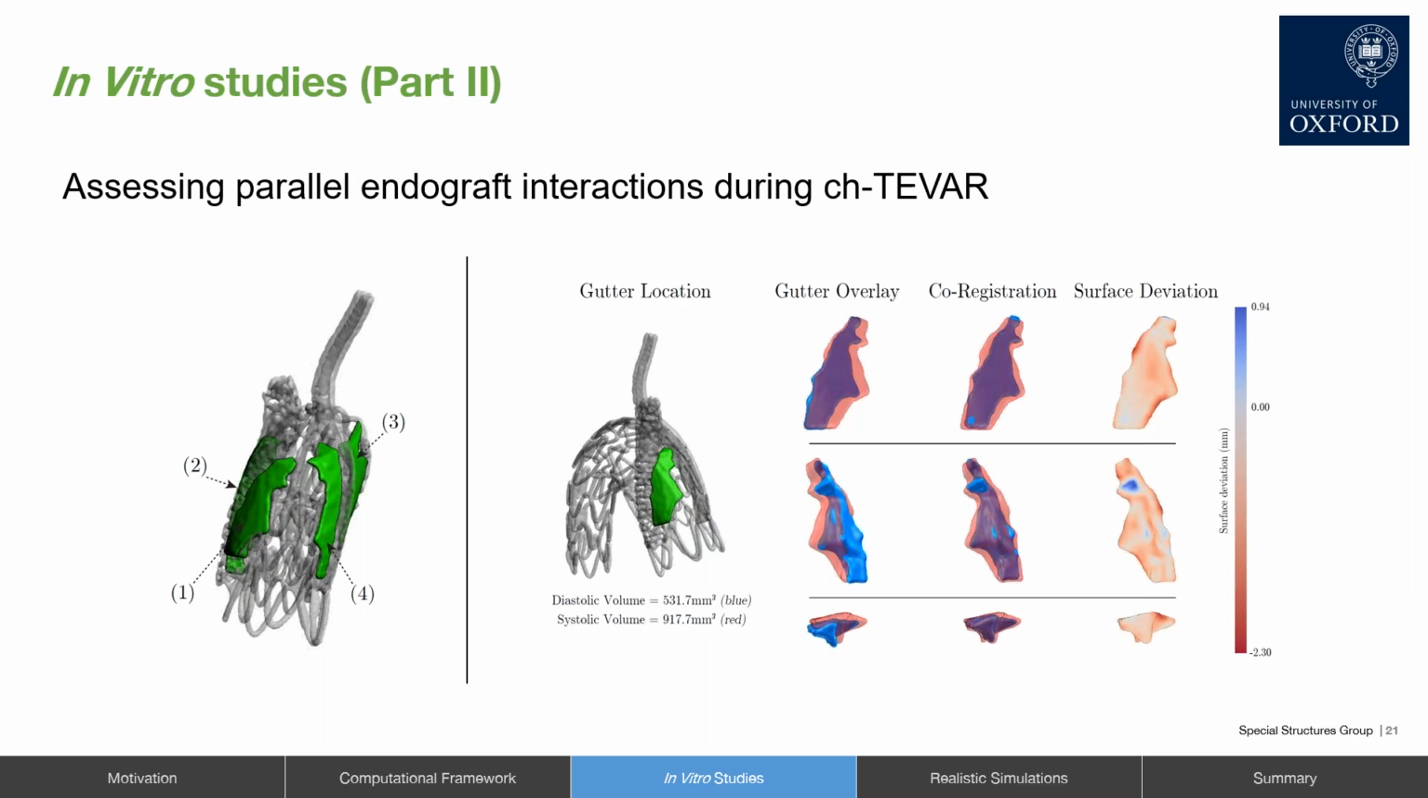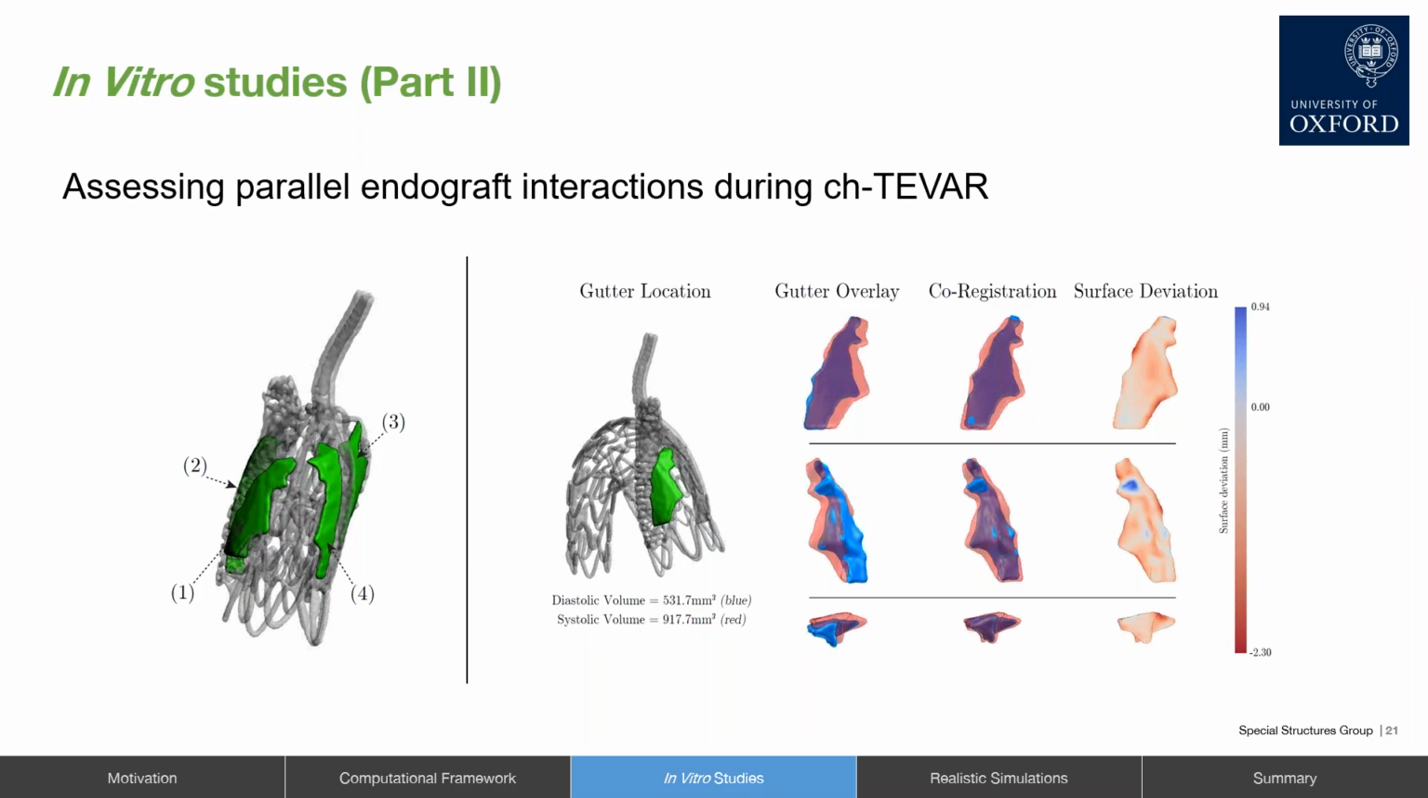Now, by overlaying the gutters, we can get an idea of the dynamic nature of the model. By co-registering the gutters, we can obtain a qualitative visualization of how these gutter volumes are changing due to diastolic and systolic pressures. And then by performing a gutter surface deviation analysis, we can actually quantify exactly how these gutters are changing throughout the course of the cardiac cycle.